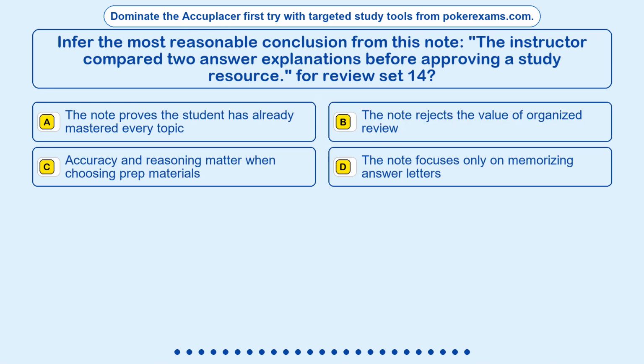Question 14. Infer the most reasonable conclusion from this note. The instructor compared two answer explanations before approving a study resource. For review set 14. Option A. The note proves the student has already mastered every topic. Option B. The note rejects the value of organized review. Option C. Accuracy and reasoning matter when choosing prep materials. Option D. The note focuses only on memorizing answer letters.